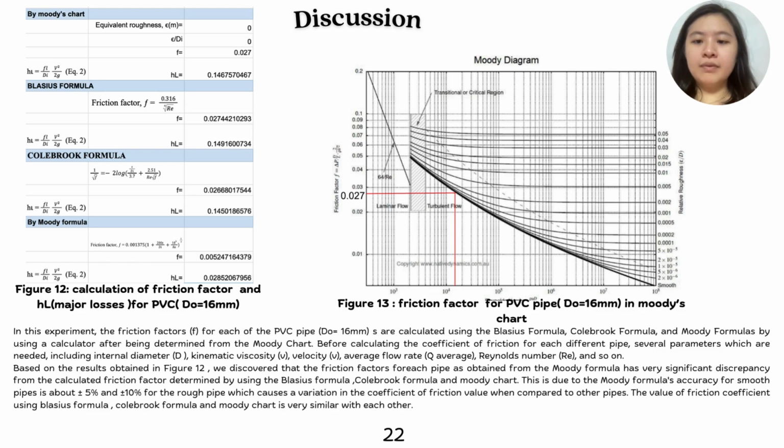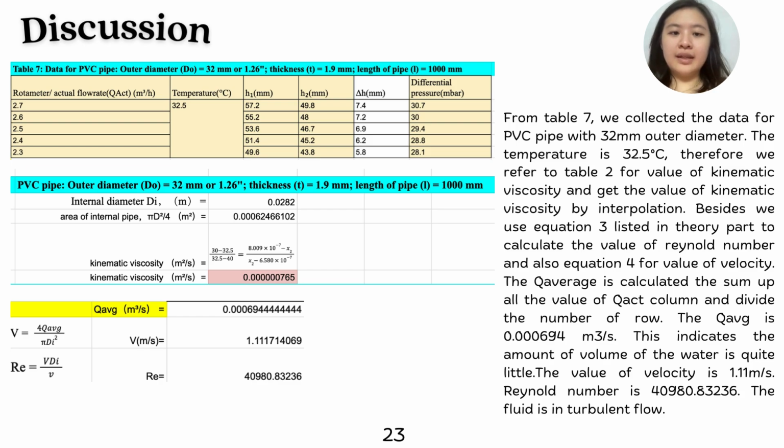And the F is average at 0.026 for Moody's chart, Barr's formula, and Colebrook, and the HR is 0.145. For the Moody's formula, the F value is 0.005 and HR is 0.028, which is very far away from the value.